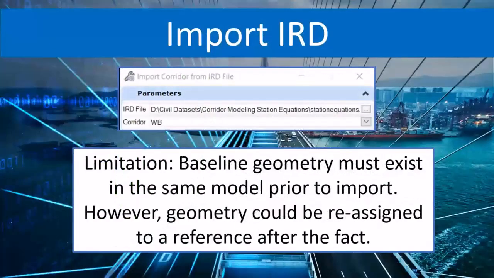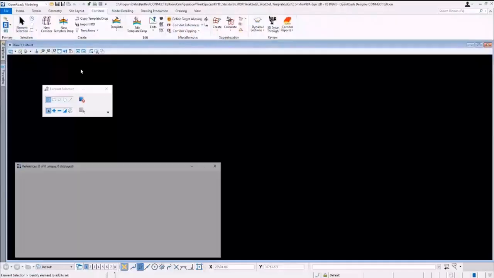One limitation when bringing in a corridor from an IRD file is that, when you bring it in, your baseline geometry has to exist in the same model. You can't put your geometry in a reference file and reference it in; it's going to give you an error message. It has to exist in that file. Now, after you've got the corridor imported, you could always put the geometry in a separate file, reference it in, and reassign the corridor to the reference after the fact. So let's take a look at how this works.